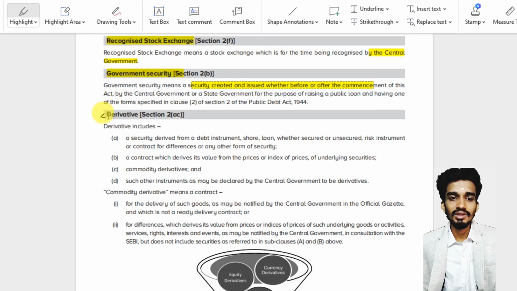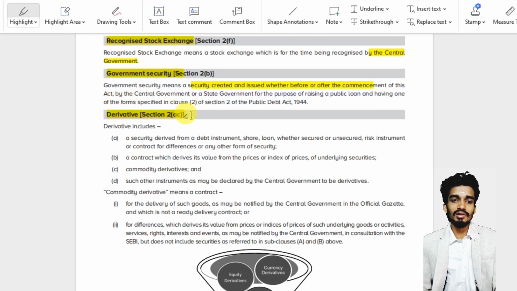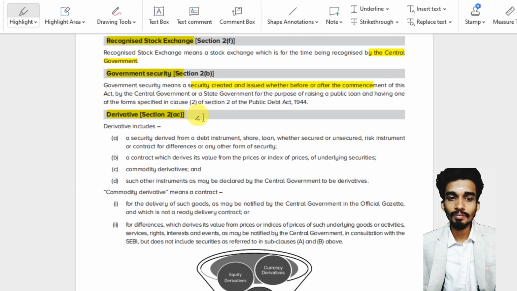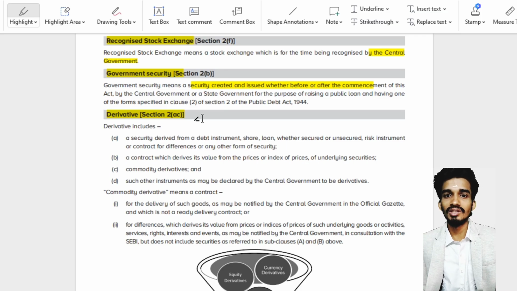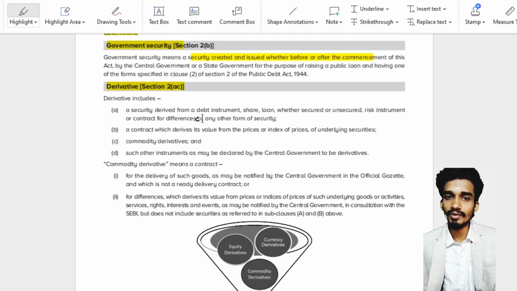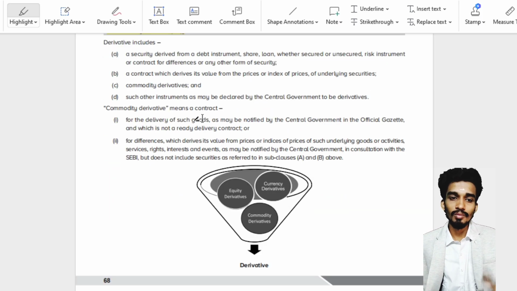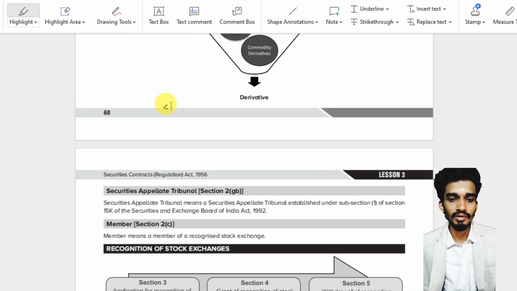And derivatives. For derivatives we have to take a separate video, because most of the questions in the exams are framed from that. So in that video we will cover in depth what is a derivative and what sums can be asked, what is a call option, what is a put option, what are futures, what are margins. All those will be covered in a separate video. And commodity derivatives can also be covered in a separate video.